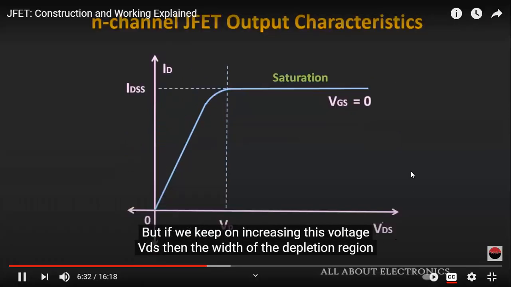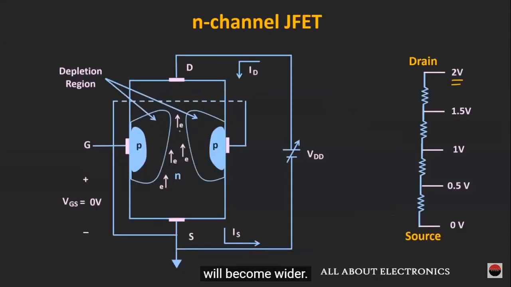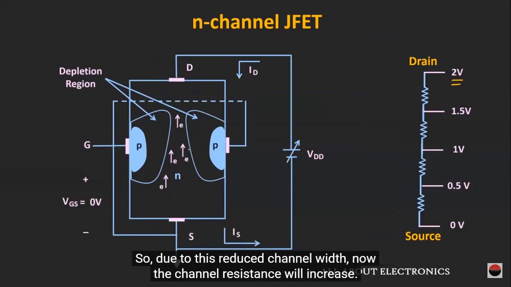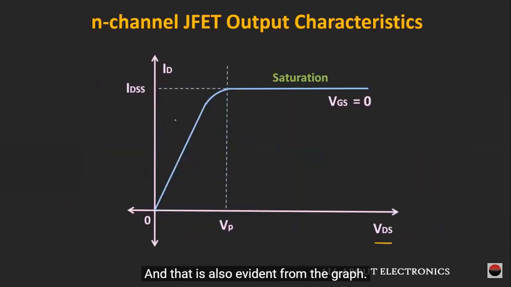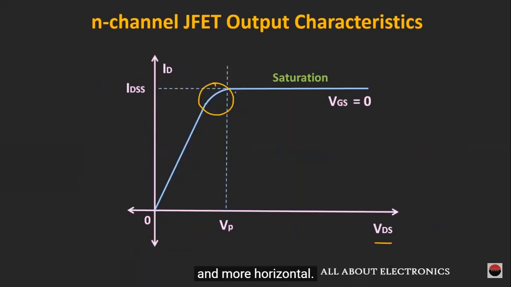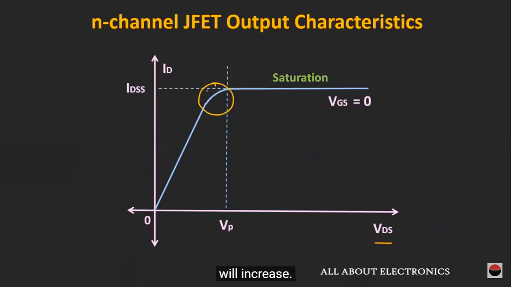But if we keep on increasing this voltage VDS, then the width of the depletion region will become wider, and due to that, the channel will become narrower and narrower. So due to this reduced channel width, the channel resistance will increase, and that is also evident from the graph. If you see this region of the graph, the slope of the line changes and it becomes more and more horizontal. So basically it indicates that as we increase the voltage VDS, the channel resistance will increase.